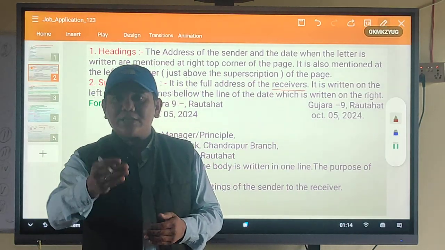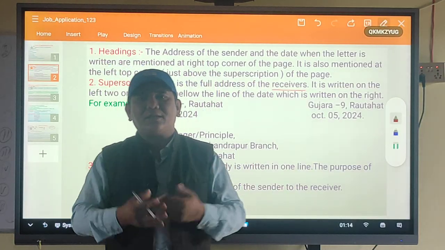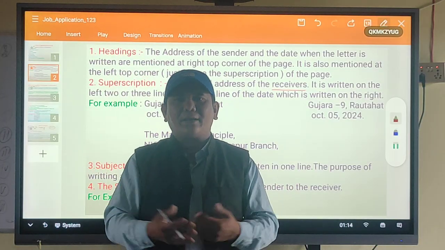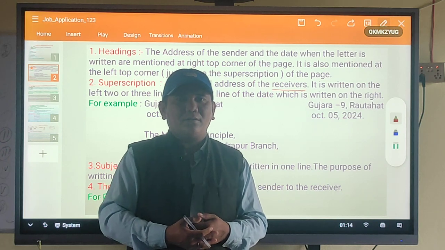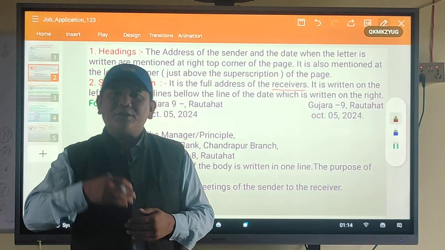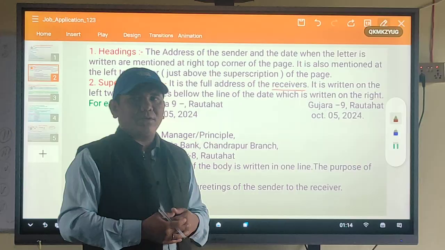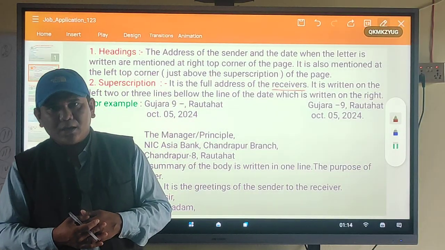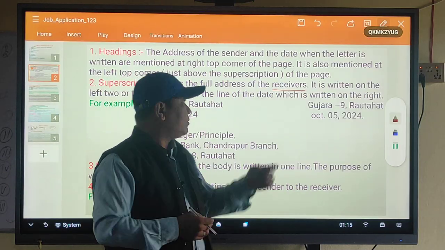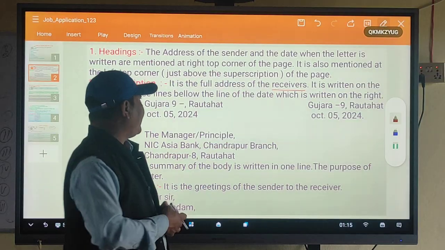Definitely, the receiver is the head of any institution: any colleges, schools, factories, industries, bank. Okay? The receiver is the head of any institution, college, school, bank, industries. Are you getting me or not? Definitely you might have understood about the receivers. Okay? Now let me explain.